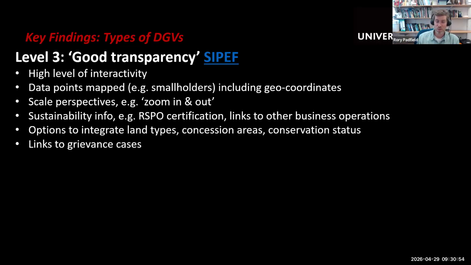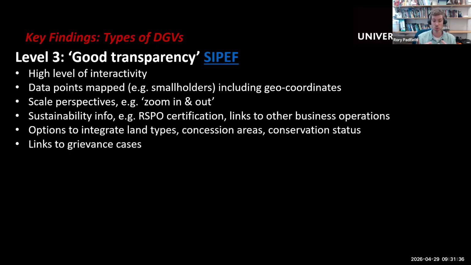Then sustainability information was provided. So things like the Roundtable for Sustainable Palm Oil, so that's almost like a global certification body. That information was provided, and links to those certification records, and links to other types of business operations as well. So if it was owned by another company, that was really helpful because you could then follow the link. There were options to integrate land types, so you could see what kind of soil it was sat on. Maybe concession areas, so that's the areas that are owned by that particular company, so they might actually put the boundaries out, the conservation status, and one in particular linked to a grievance case register.